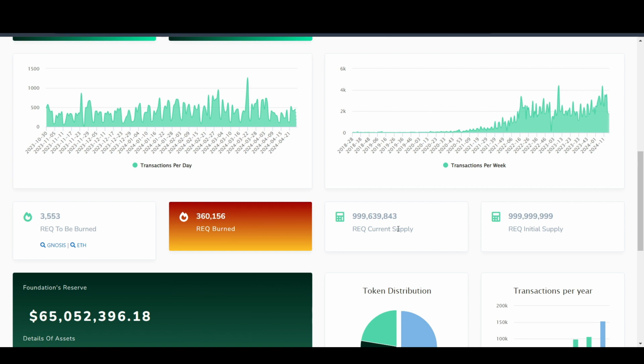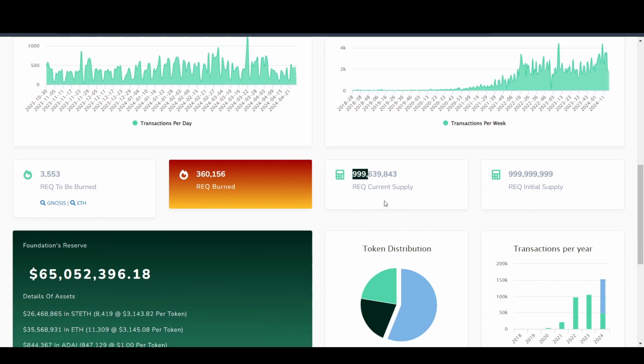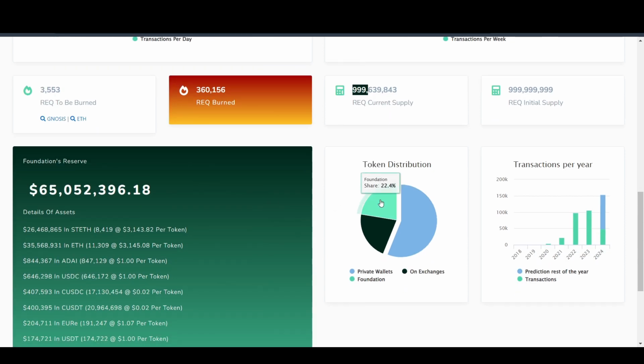So its current supply stands around 999 million, and after that we have 639k. Of course it's not that much, but it will eventually add up in the long run. But as of now, I don't think it has that much of an impact on its price. If you look at the allocation, 22% is in the foundation wallet, around 21% on the exchanges, and 56% on the private wallets.